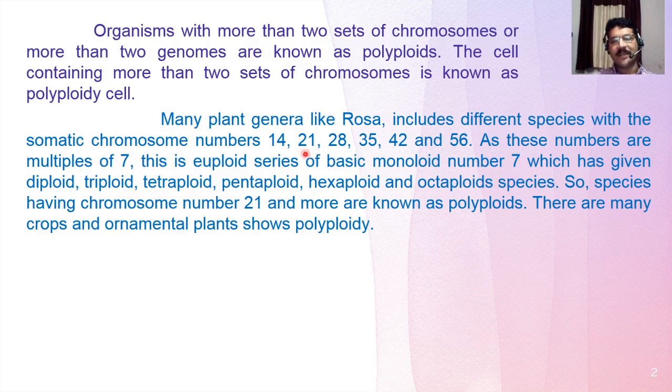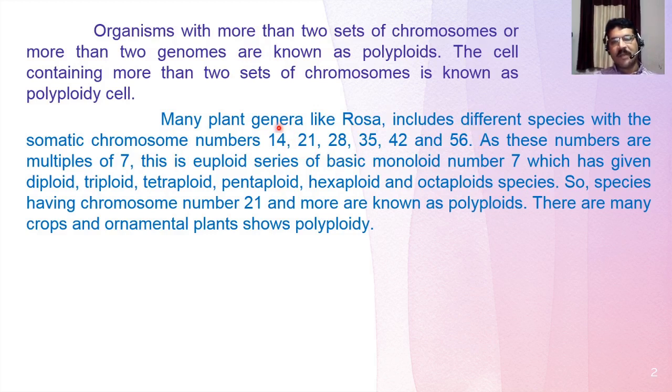Here you can see the basic chromosome set, or monoploid number, is 7. So this is monoploid. 14 is diploid. 21 is a triploid plant. 28 is tetraploid. 35 is a pentaploid plant. 42 is hexaploid and 56 is an octaploid species. All these different species are examples of polyploidy.